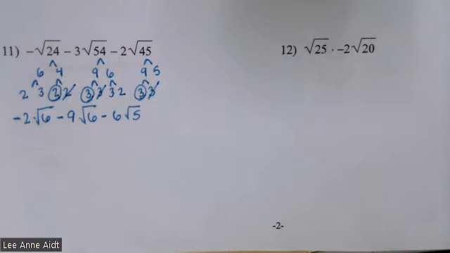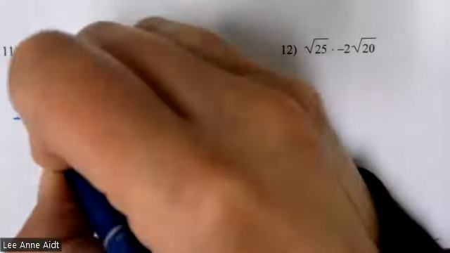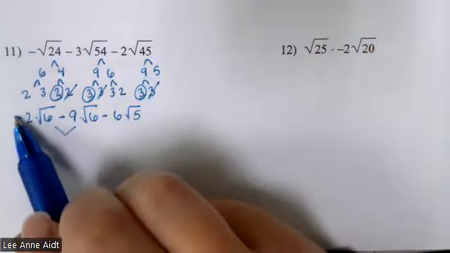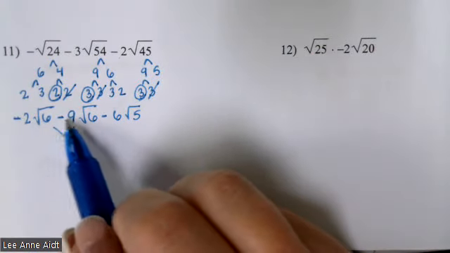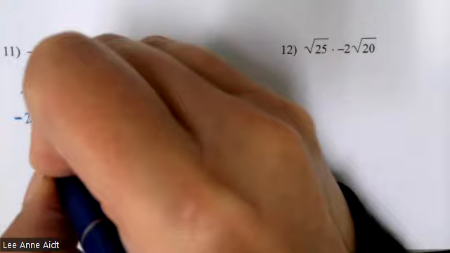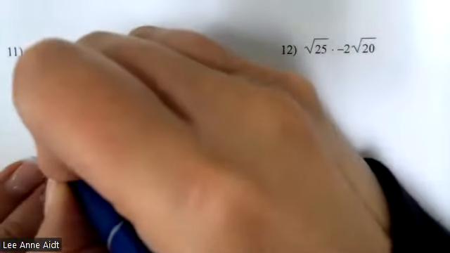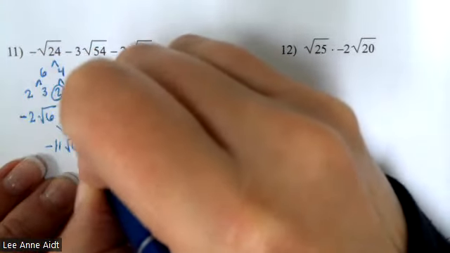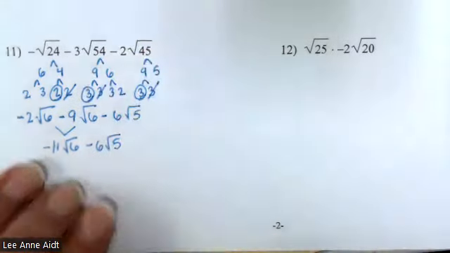Do you see like terms? Yes, okay. So these two are like terms. You add the front. -2 minus 9 is -11. -11 root 6 minus 6 root 5.